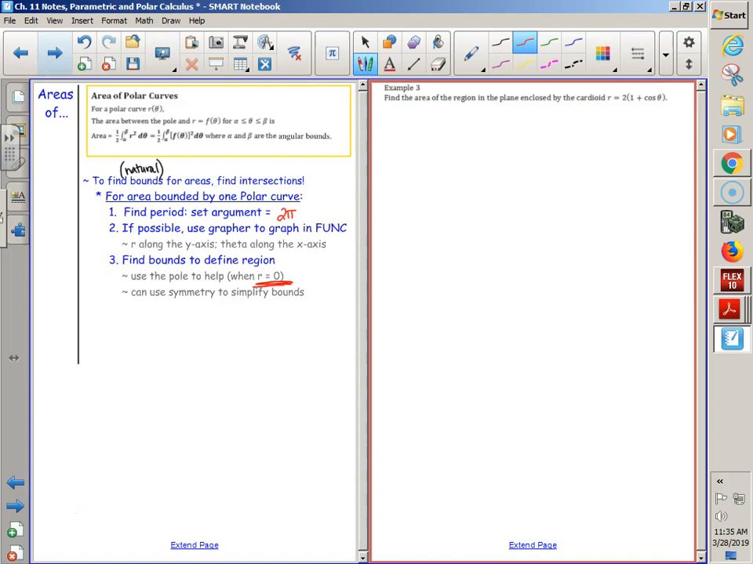So what's going on? This one's easy. It says find the area of the region in the plane enclosed by the cardioid r is equal to 2 times 1 plus cosine theta. Where are the bounds? Nice thing is they say cardioid. If it was an inner loop, it makes everything a little bit more interesting. What are my bounds?